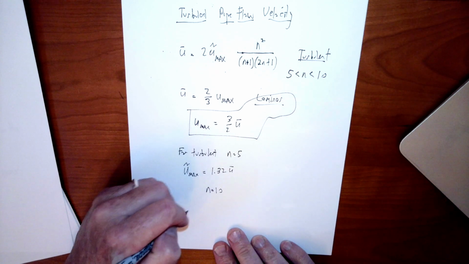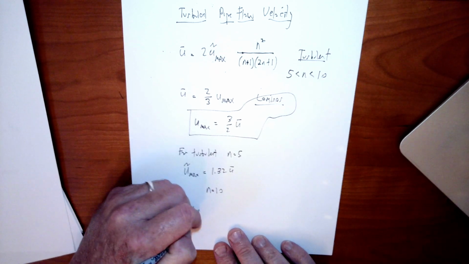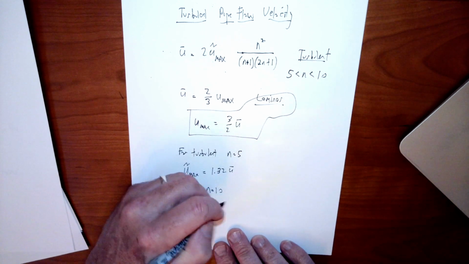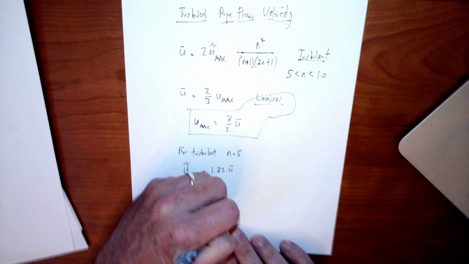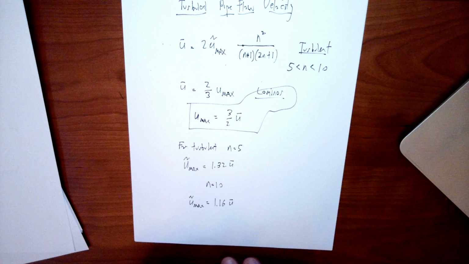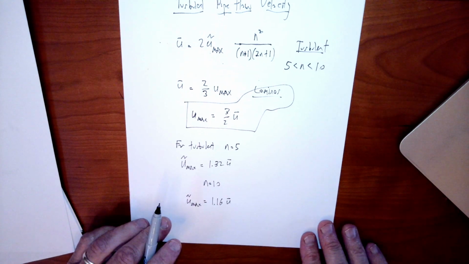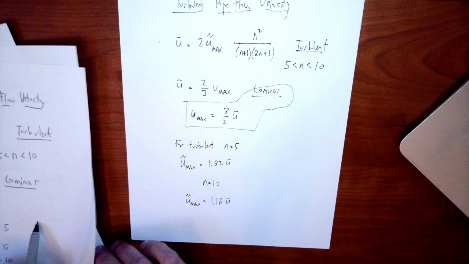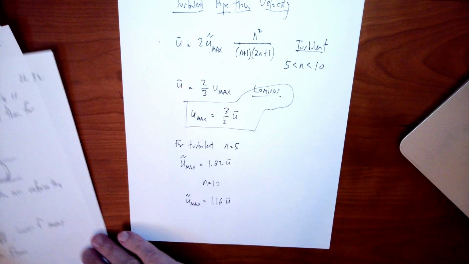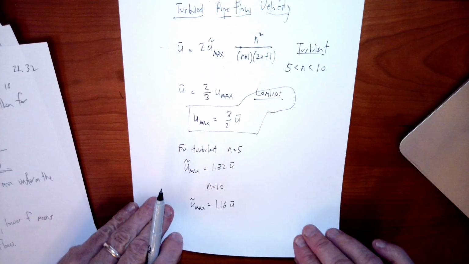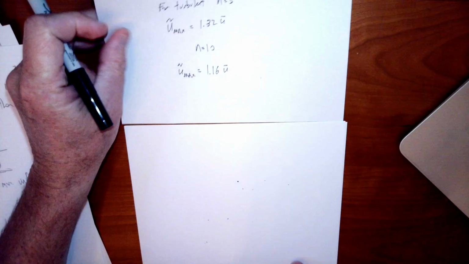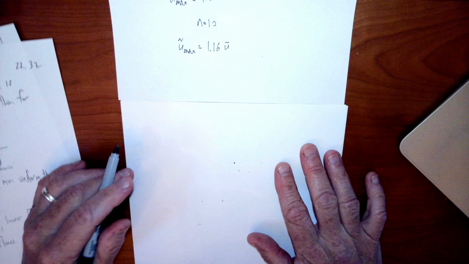So if n equals 10, you find that the U max is equal to about 1.16. That is, it's only 15%, 16% bigger than the average velocity. So a much flatter profile. What that means is that the maximum is much smaller, so the velocity across the pipe has to be more uniform.